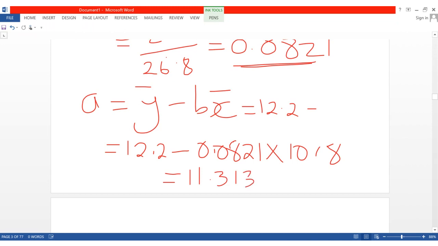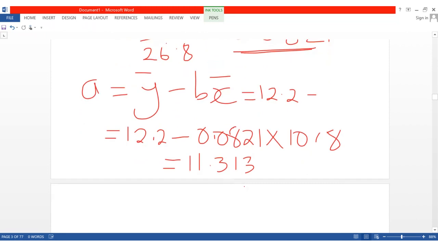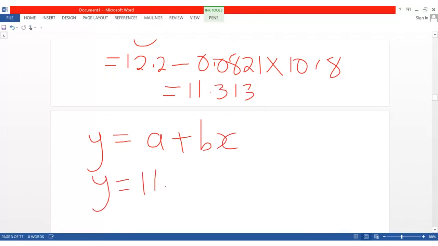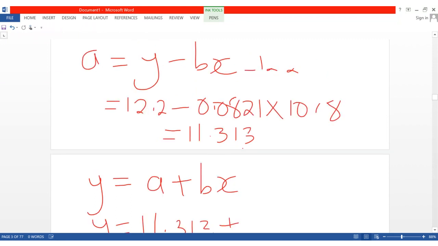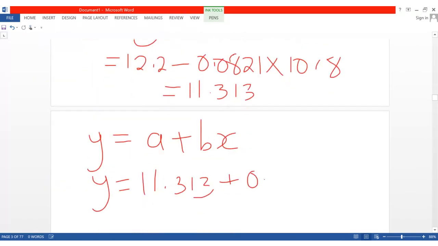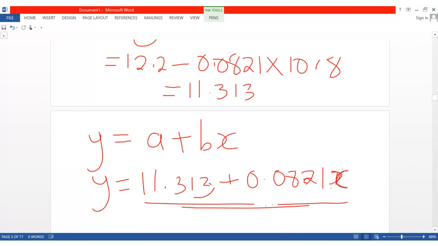So after getting the value of a and b, it is easy. I'll go back to the regression equation, which was y equals a plus bx. So we shall have y. Our a is 11.313, and then plus our b, which was 0.0821 x. So that is basically the regression equation for the data: 11.313 plus 0.0821x.